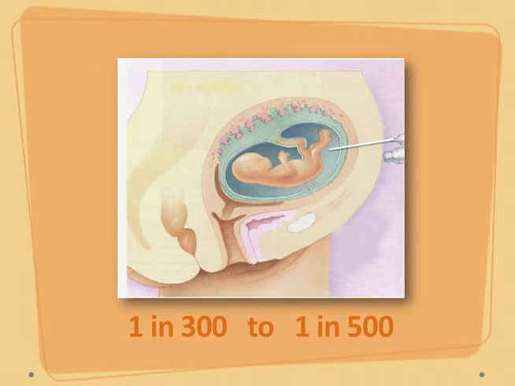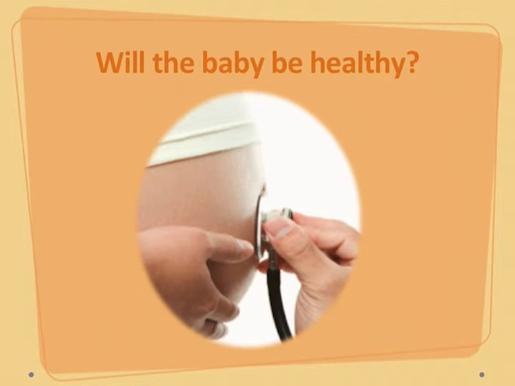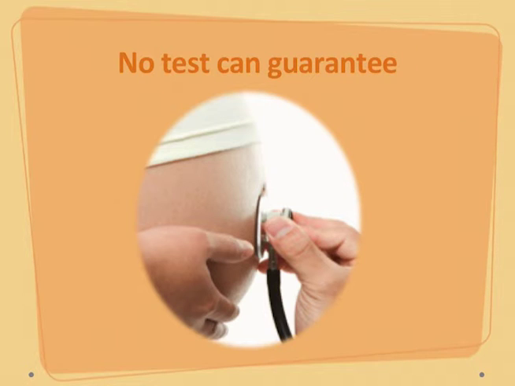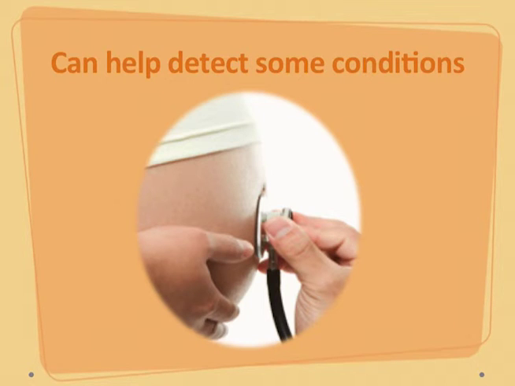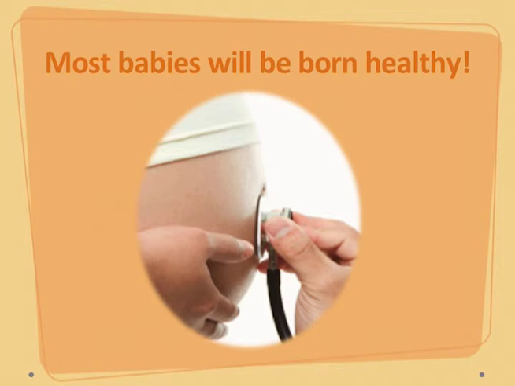Is there any way to determine for sure whether a baby will be completely healthy? Unfortunately, there is no test currently available that can guarantee that a baby is entirely healthy. Most cases of birth defects, genetic conditions, and intellectual disabilities cannot be detected by any kind of test currently available. However, the tests discussed in this video can help detect some of the most common conditions. And remember that most babies will be born healthy.